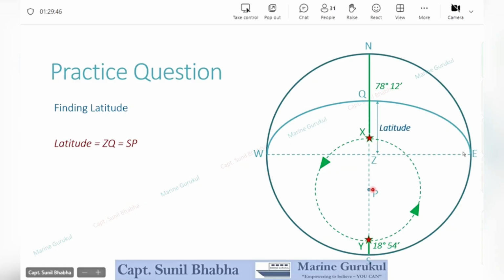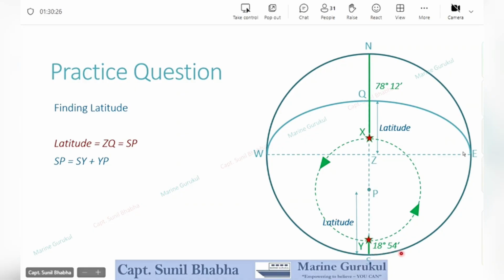And this is equal to PS or SP. SP or PS is the elevation of the pole or the altitude of the pole, and we are aware that the elevation of the pole is always equal to the latitude of the observer. So if we find out the value of PS, it will give us the latitude. Now PS is easy to find. PS is basically equal to SY plus PY.